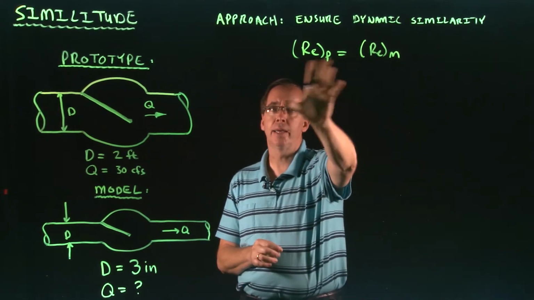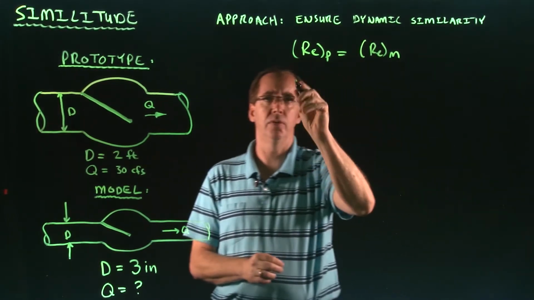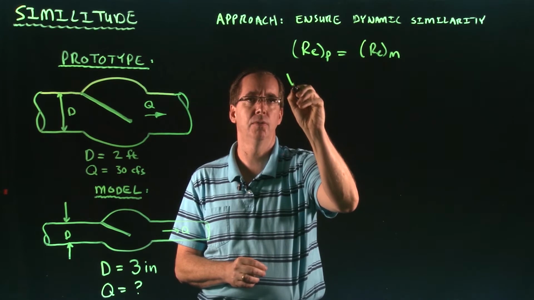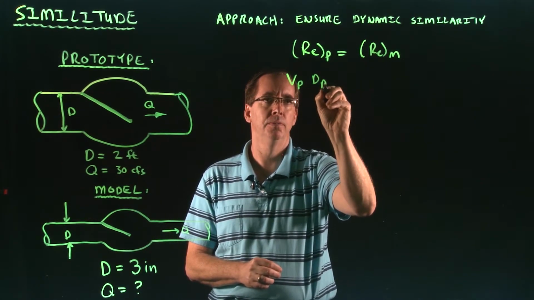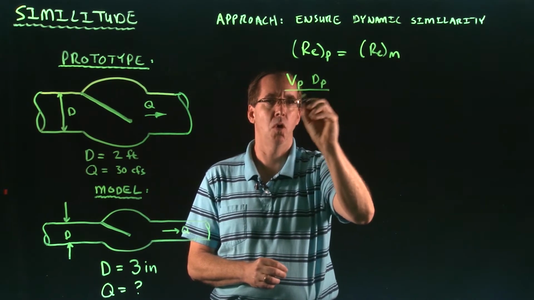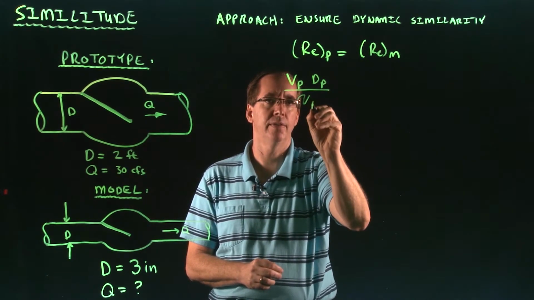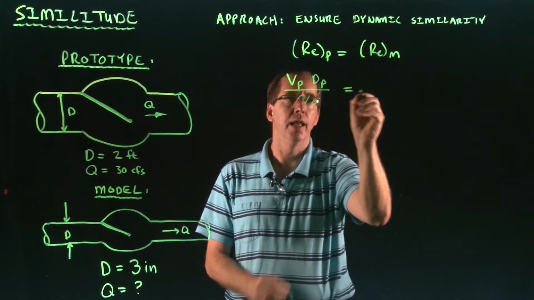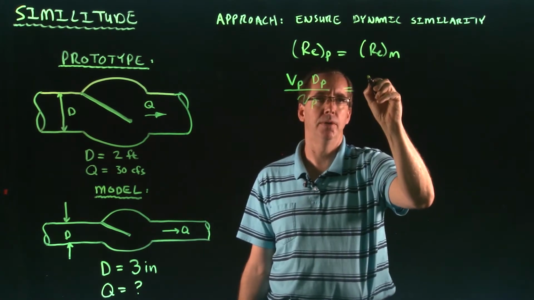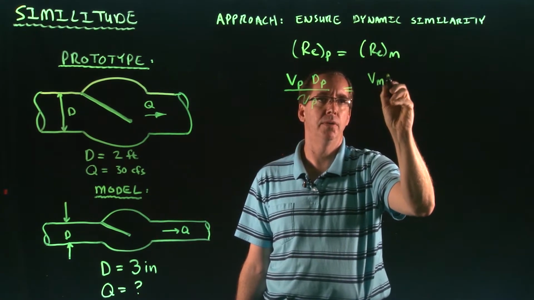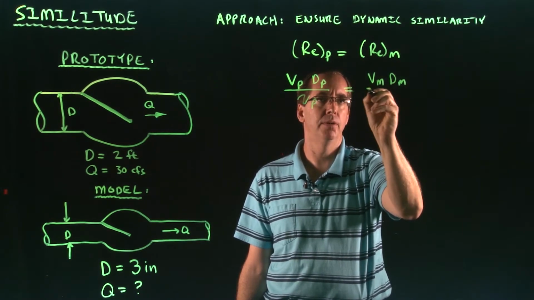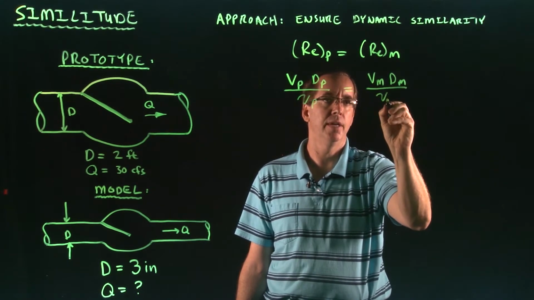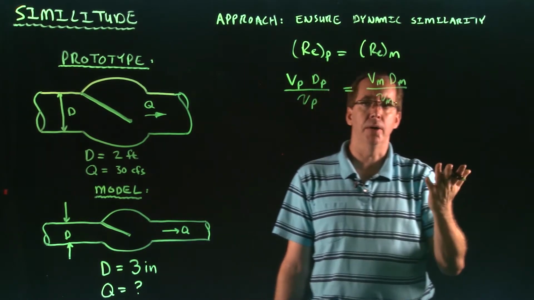And if we go back a couple lessons when we learned about Reynolds number, we know that it's the velocity. So we're going to use velocity of the prototype, in this case times the diameter of the prototype, over the kinematic viscosity of the prototype. And likewise, we have the same terms, but for the model, we have the velocity of the model, diameter of the check valve in the model, over the viscosity that we're going to be using in the model.